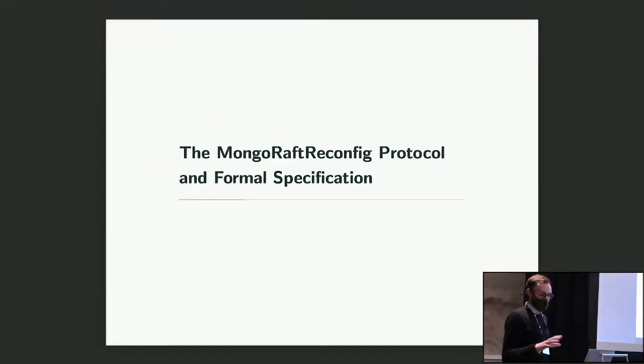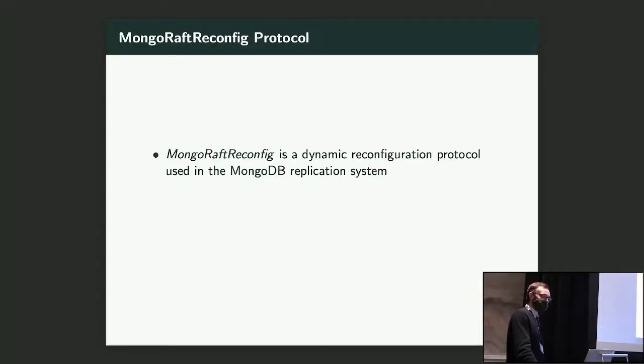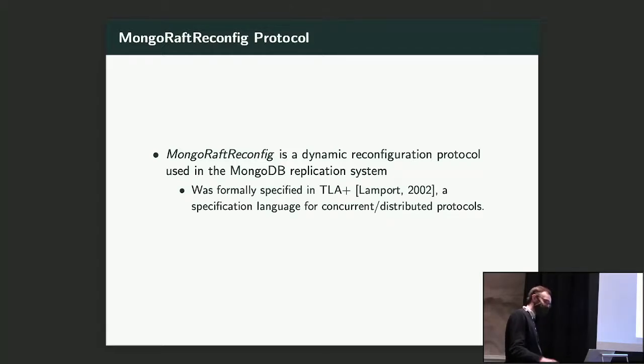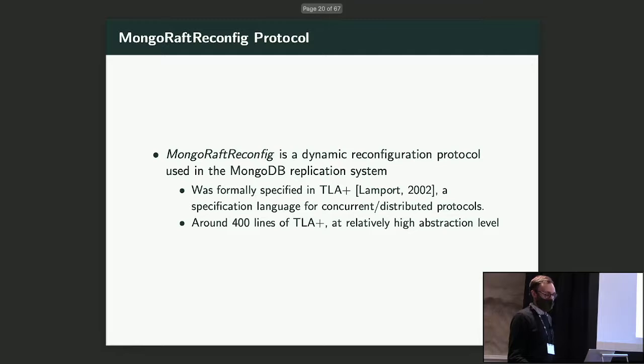Now I'll give a brief background on this protocol and its formal specification, which existed in prior work and which we built on top of. As I said, MongoRaftReconfig is a dynamic reconfiguration protocol that's used in the MongoDB replication system, and it was formally specified in TLA+, which you may be familiar with, a high-level specification language that's typically used for specifying concurrent and distributed protocols at a relatively high abstraction level. The existing specification was around 400 lines of TLA+ at a high level of abstraction.